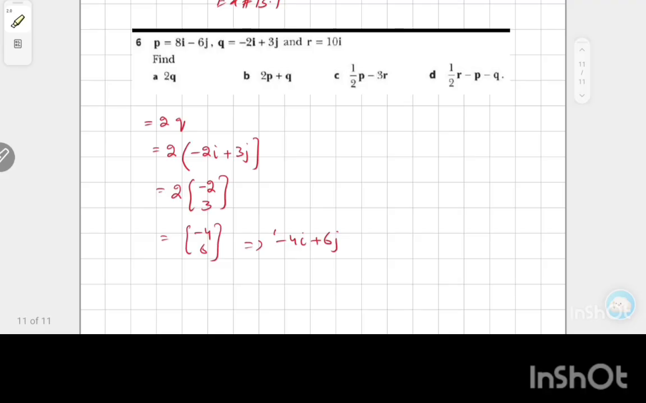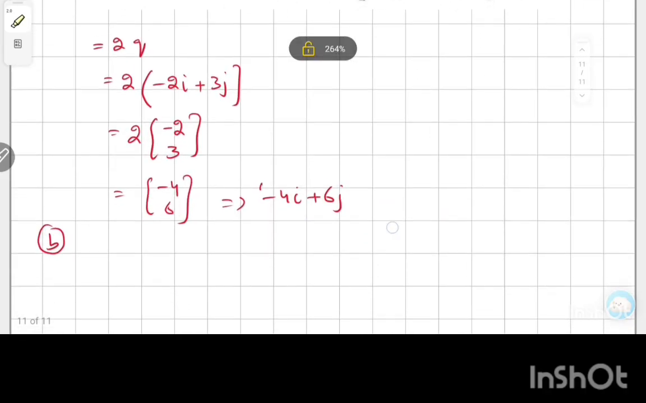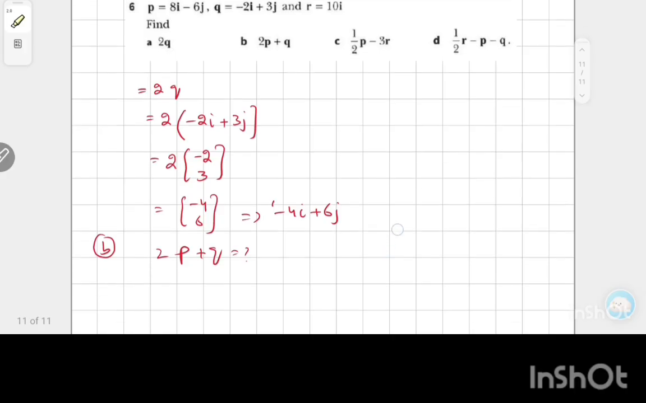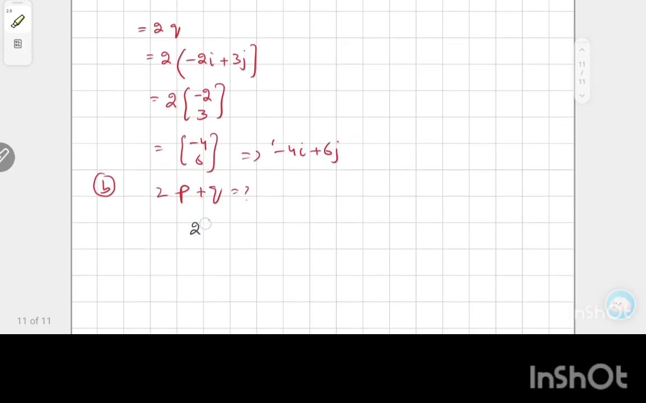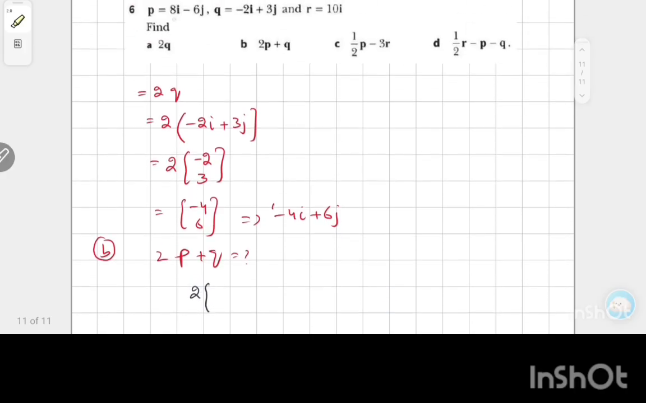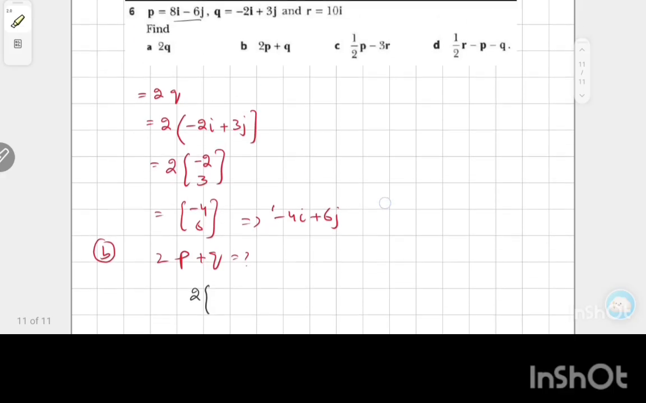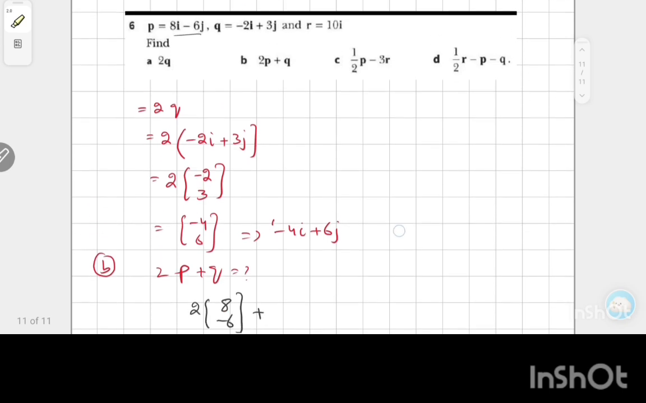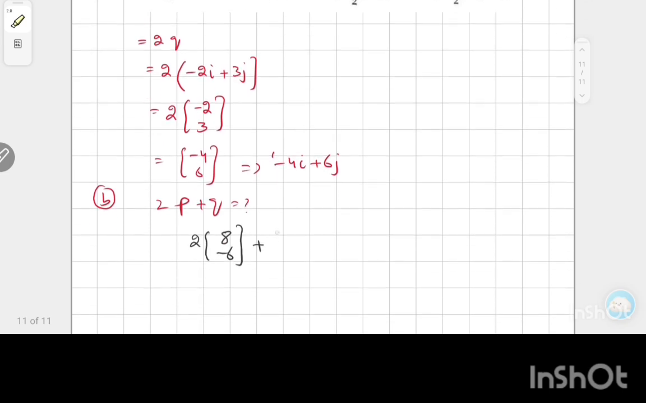Okay, second one is 2p plus q. How do we write it in this form? So remember, what is the value of p? P value is 8i minus 6j. 8i minus 6j plus q. What is the value of q? Minus 2i plus 3j. We will write it in the matrix form as minus 2, 3.